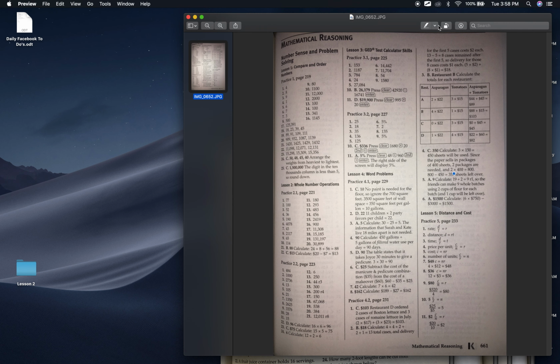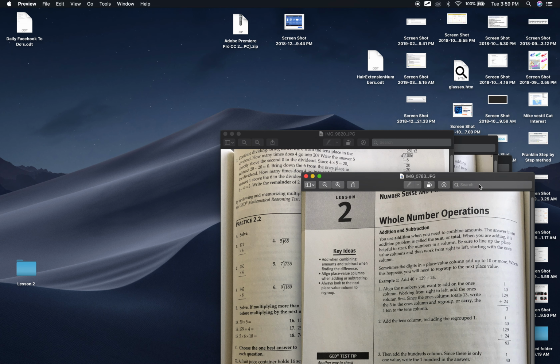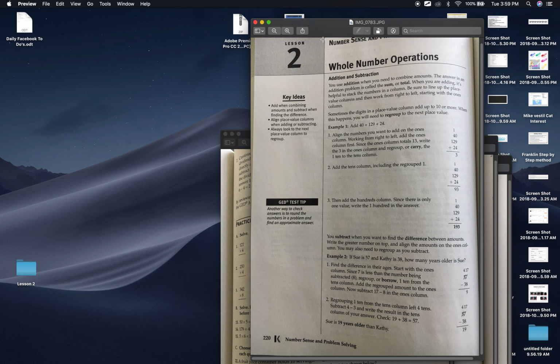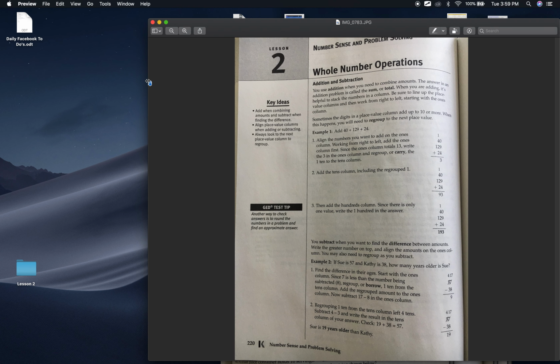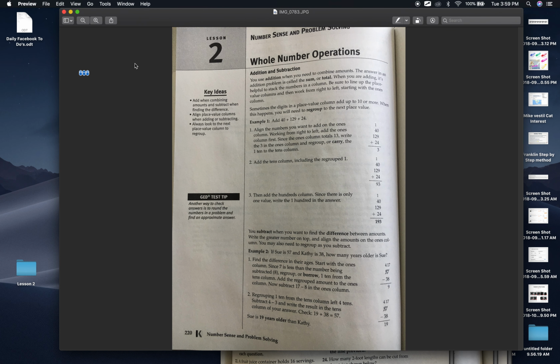Alright, so here we go with the first page. This is whole numbers. Addition and subtraction. You use addition when you need to combine amounts. The answer in an addition problem is called the sum or total. When you are adding, it's helpful to stack the numbers in a column.